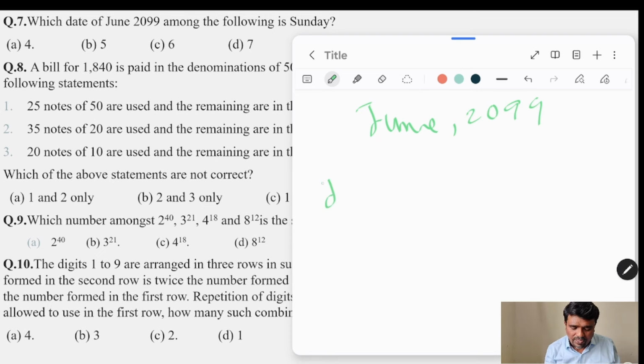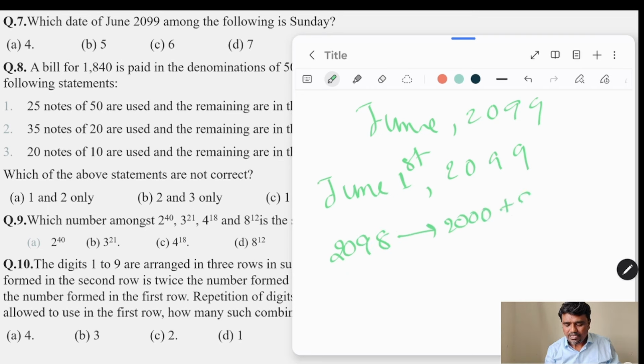So for that, I'll find out the day of June 1st. You can choose any day. I'm choosing June 1st. So I have to count all the completed odd days, up to the date. So 2098 years completed. 2098 means 2000 plus 98. 2000 is 0, that you will see in the calendar video. 98, and you have to add the leap years. How many leap years? 98 by 4, the quotient is 24.